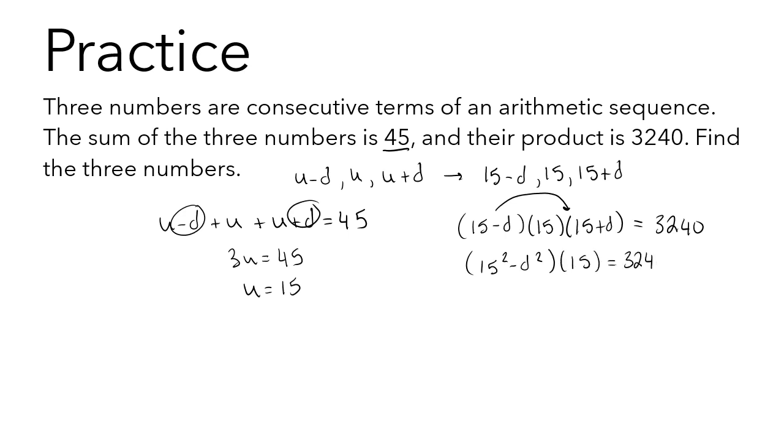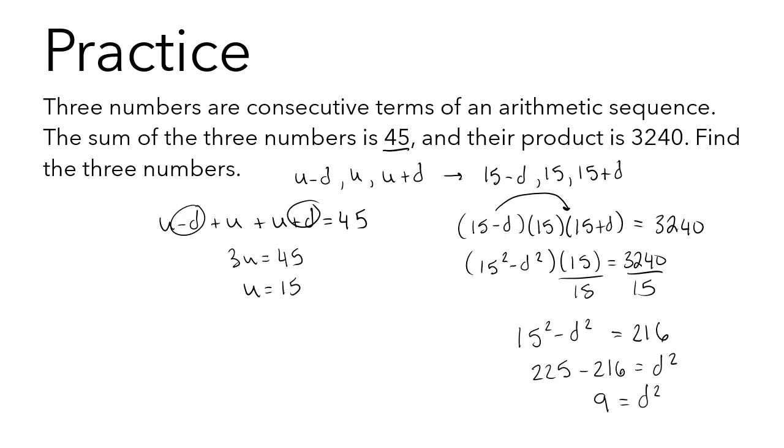Let's divide out 15, and we get on the right hand side 216, and then on the left we have 15 squared minus d squared. 15 squared is 225, and then I can actually move 216 over, and that's all going to equal d squared. 225 minus 216 is 9, so d squared equals 9, which means d can be plus or minus 3.